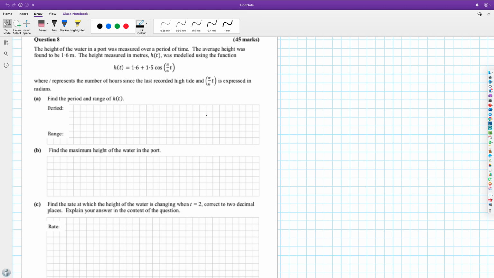See if we can do part C, see if we remember our differentiation from 2 weeks ago.